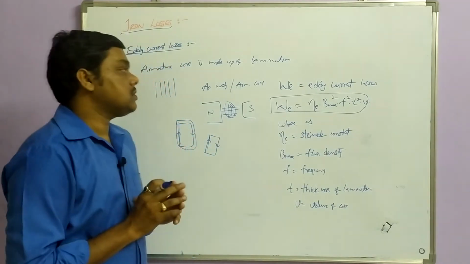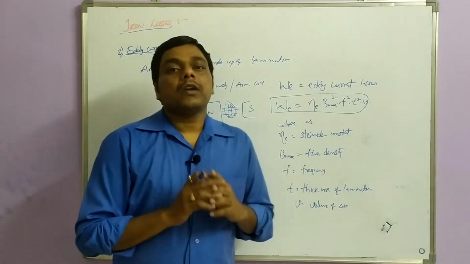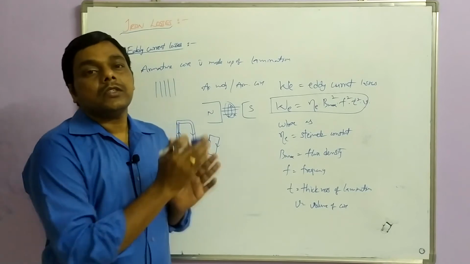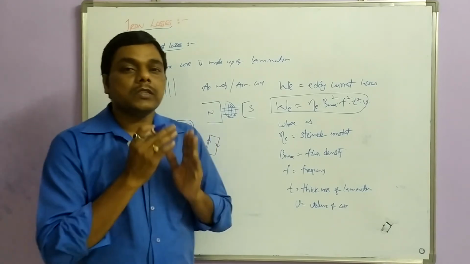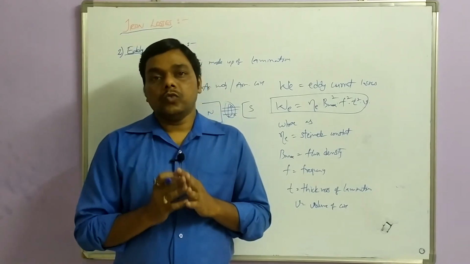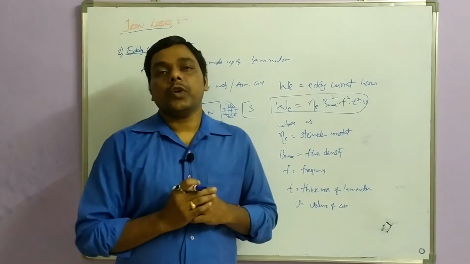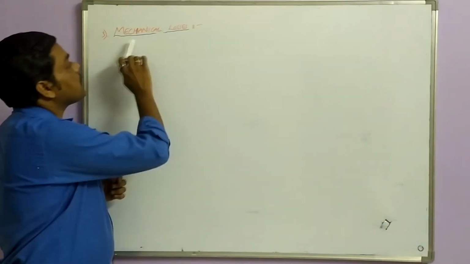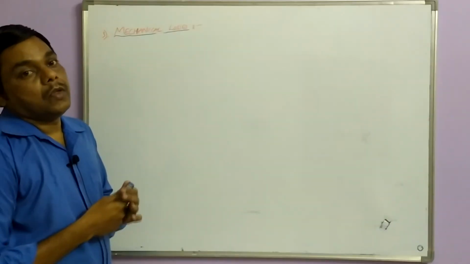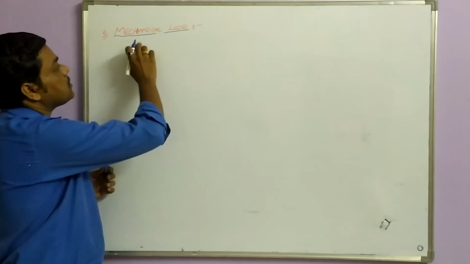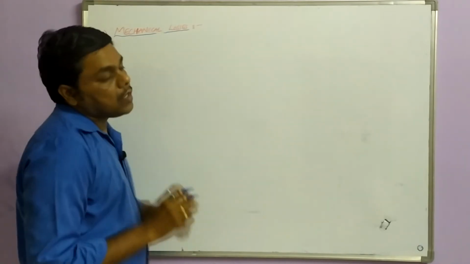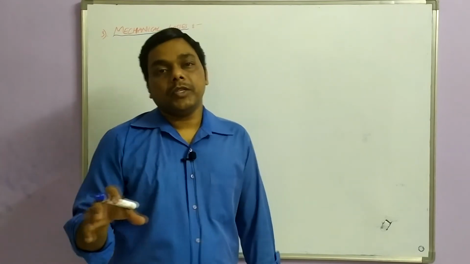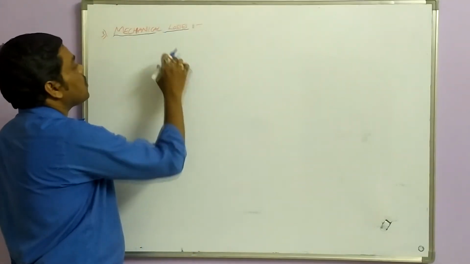So hysteresis and eddy current losses are types of iron losses. To increase the efficiency, these two losses are always kept at a low value, so the efficiency of the machine is going to increase. And the third one is mechanical losses. The mechanical term itself indicates losses due to the mechanical parts, that means the parts of a machine. So again, these are two types.